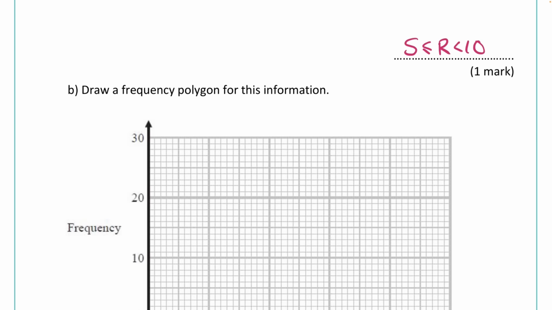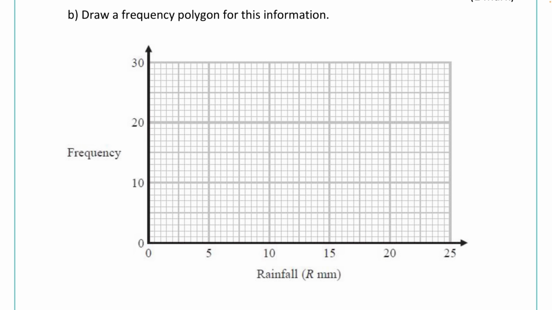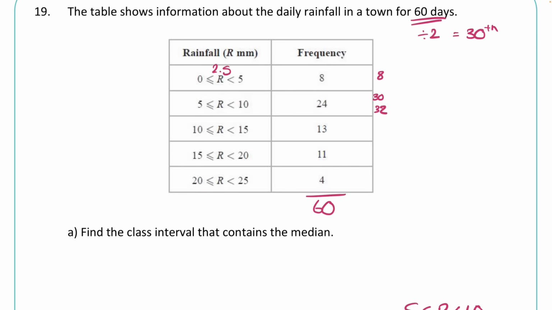Part B here is asking us to draw a frequency polygon for that information. So for a frequency polygon, we do need to use these midpoints. So I need to write down all the midpoints. If you're not sure what the midpoints are, you can add together the start and the end of the class. So for the first one there, 0 add 5, and then just divide that by 2, essentially finding the mean of those two numbers, and that will give you the midpoint.